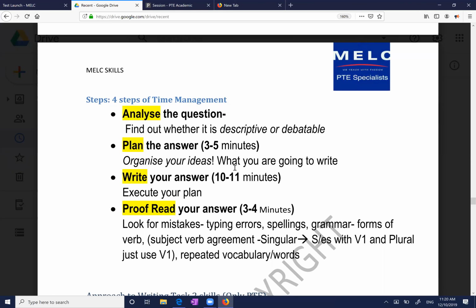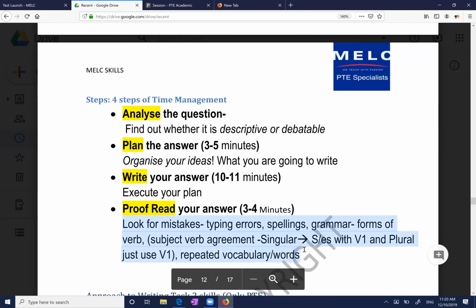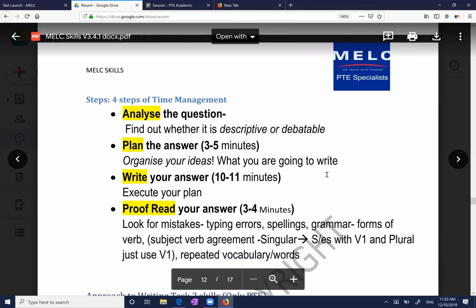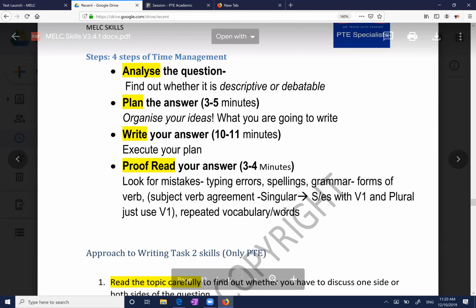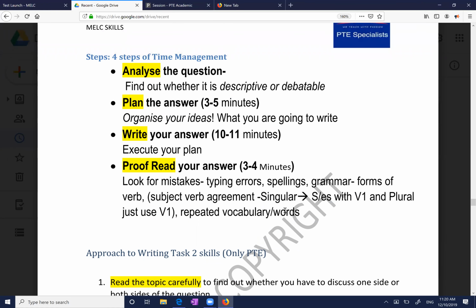Then you have to write your answer, 10 to 11 minutes, execute your plan, and then proofread. At the end, you should have at least 2 to 3 minutes for proofreading. Now, 20 minutes have to be utilized very carefully, and you have to have these last few minutes. For that, you will have to work on your typing speed, and for that, you will have to have ideas, and for that, you will have to practice.